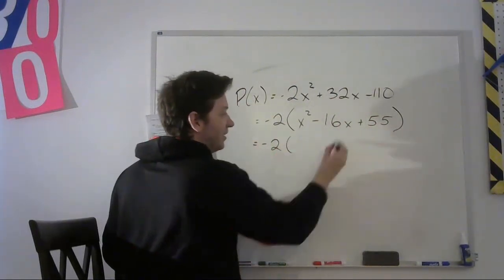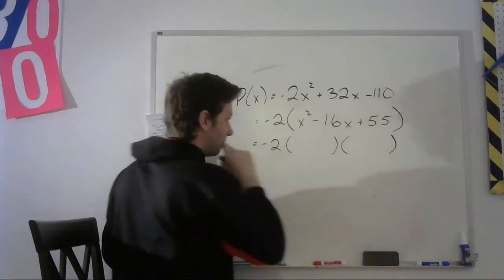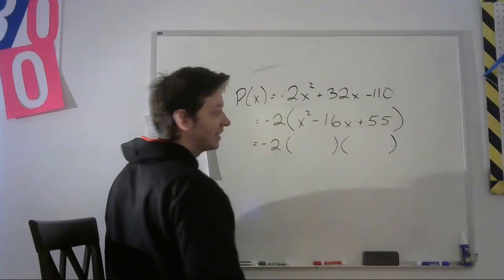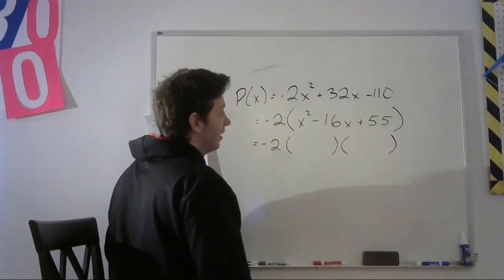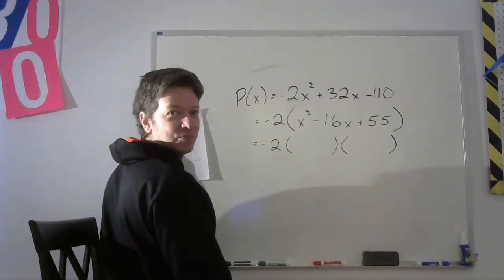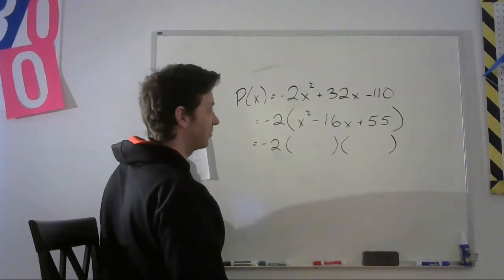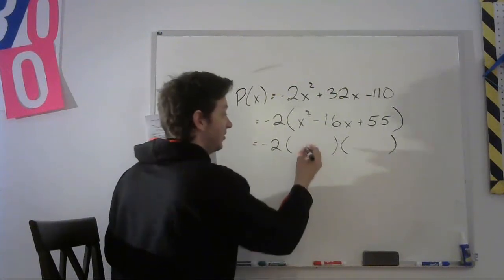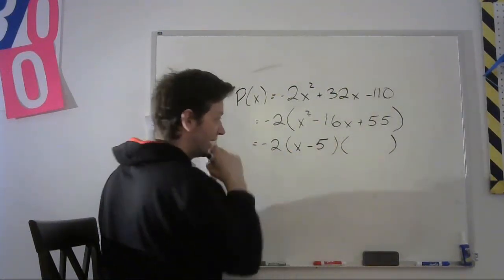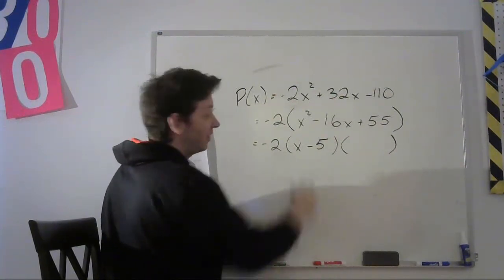Minus 2, and then we need to solve this simple trinomial. Two numbers that multiply to give you 55 and add to give you minus 16. Now they're bigger numbers, but there's a hint in what we've already started with the table values. We know that x equals 5 is a solution, so I can write x minus 5. So I know one of them is 5.